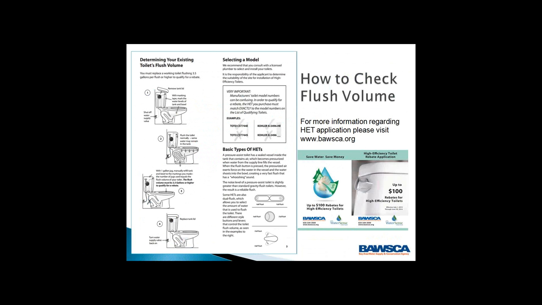So how to check your flush volume. This is something that's easy if you don't know what it is. Some of them say it, some of them don't, especially if they're a little bit older. What you would do is you would remove the top of the tank lid, make a mark, do the same thing in the bowl, turn the water completely off, and flush it. Take a 1 gallon container, fill the bowl and fill the tank, and depending on how many gallons it takes to fill both those, that's how you know your gallons per flush. So if that ends up being 3.5, it's probably time to change out the toilet.